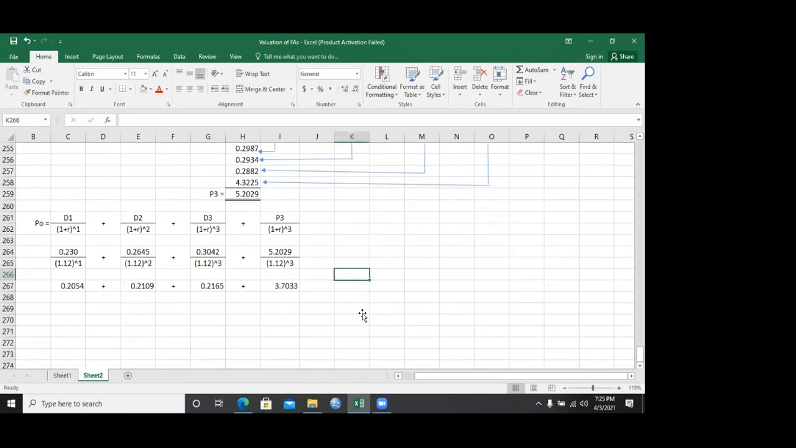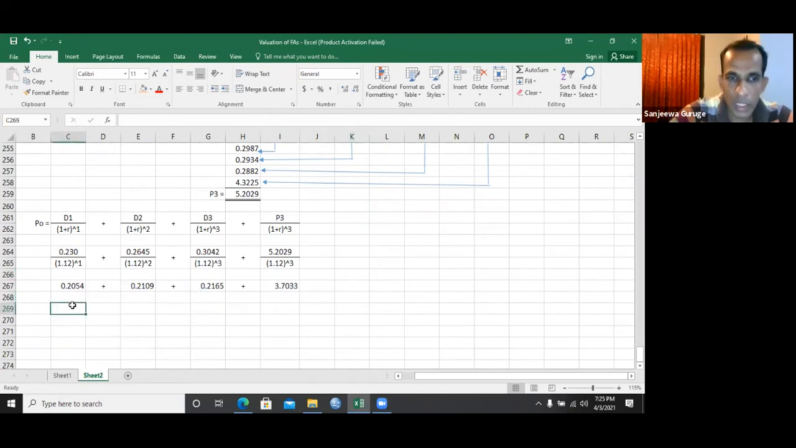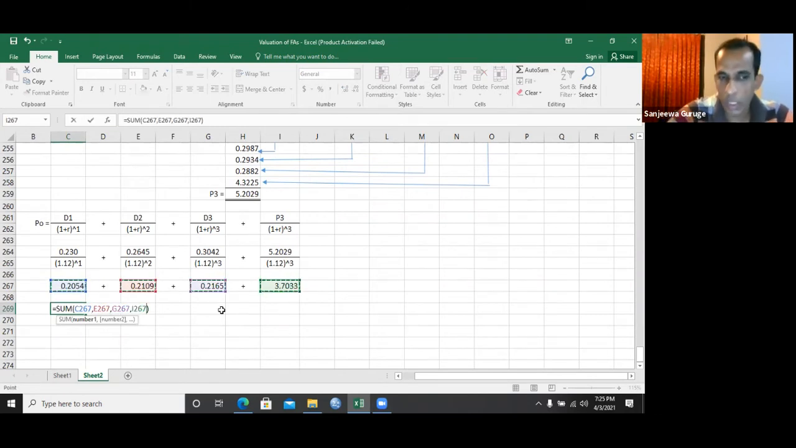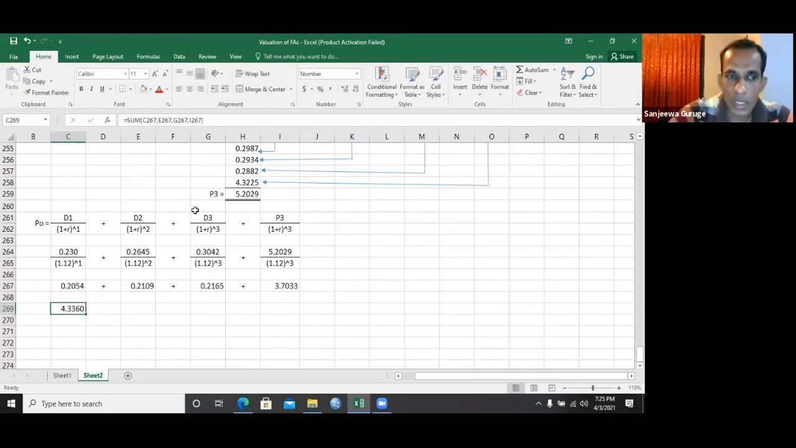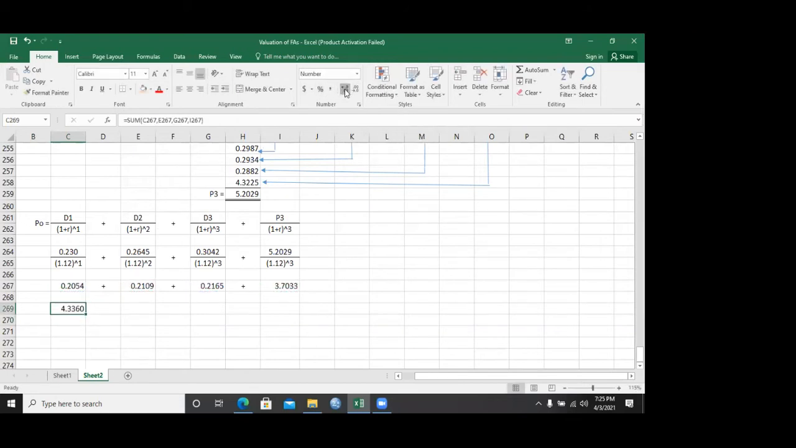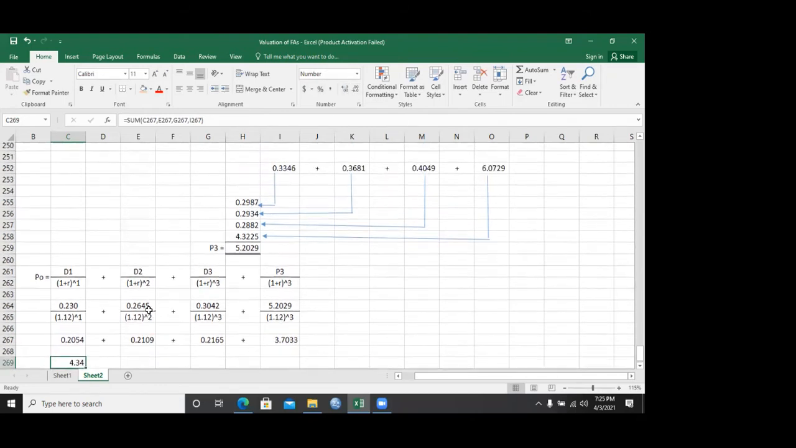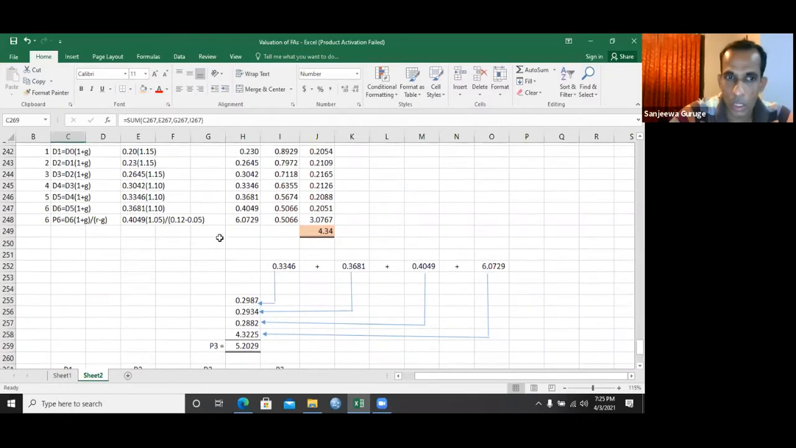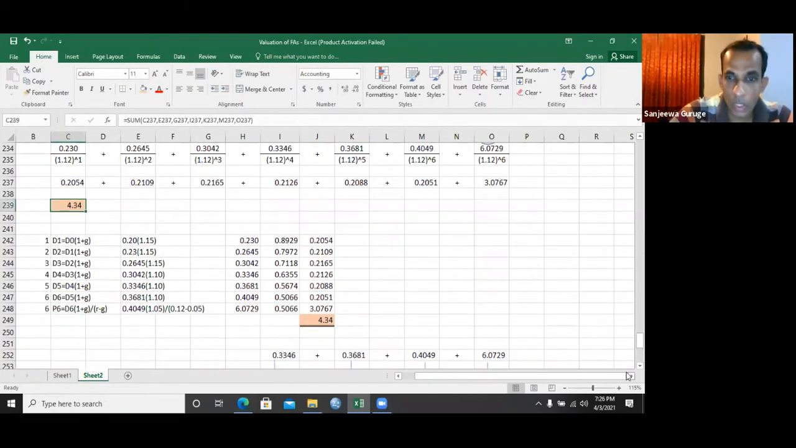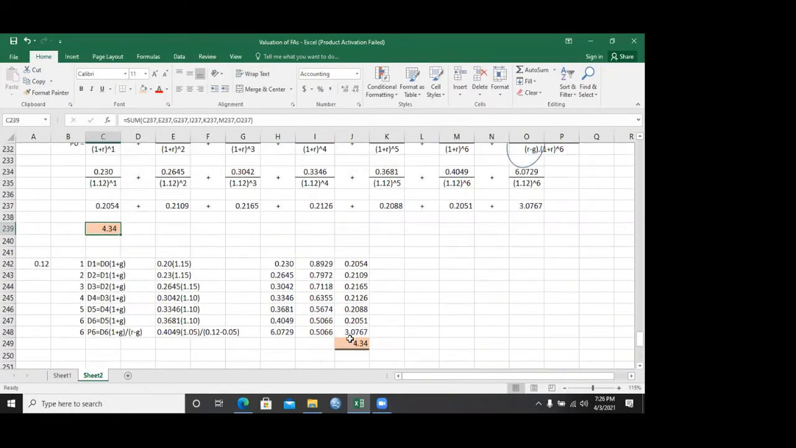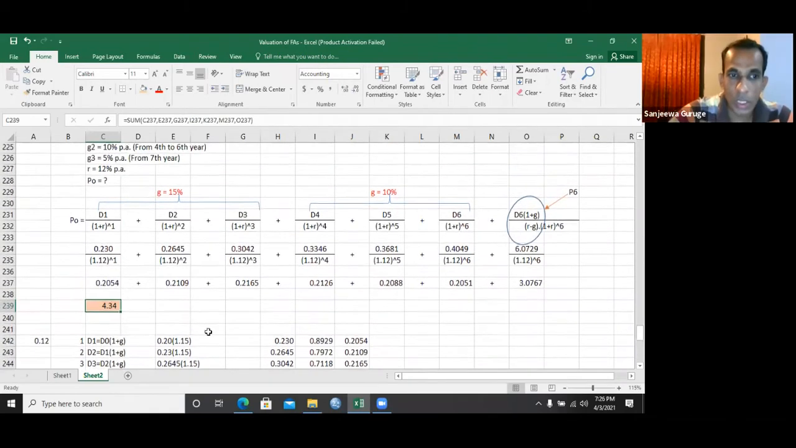Now when you add these 4 values, that is the share value today. What is the value? It is exactly the same amount you calculated earlier. Did that have an effect on the current value? The current value did not change.